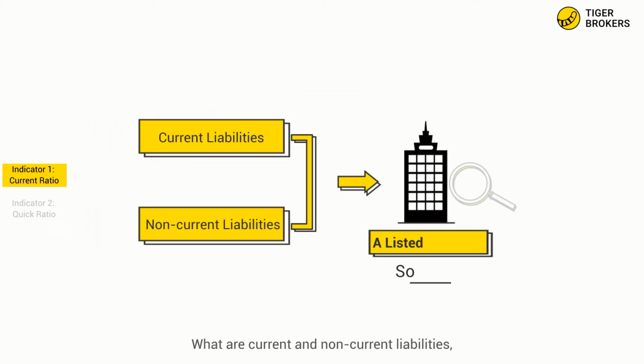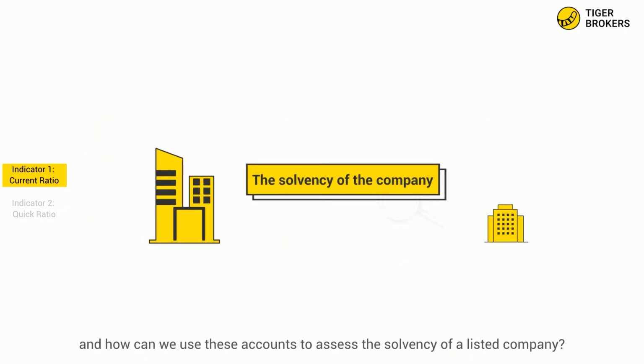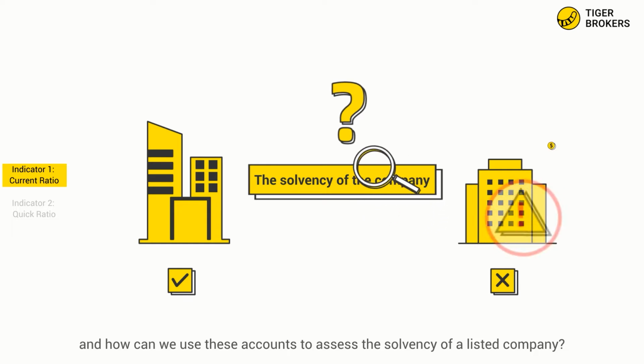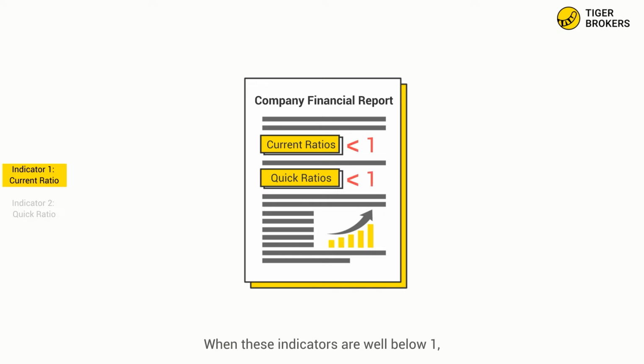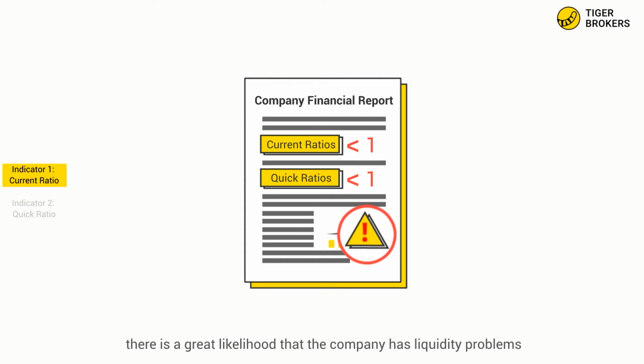What are current and non-current liabilities? And how can we use these accounts to assess the solvency of a listed company? In short, we can focus on the current and quick ratio derived from the financial statements. Where these indicators are well below 1, there is a great likelihood that a company has liquidity problems.